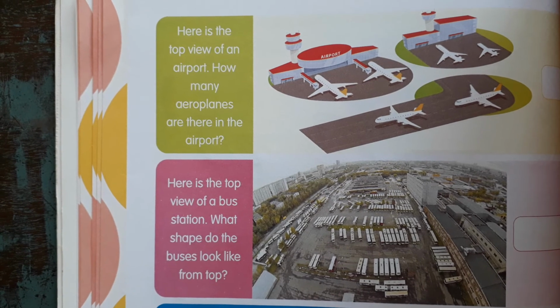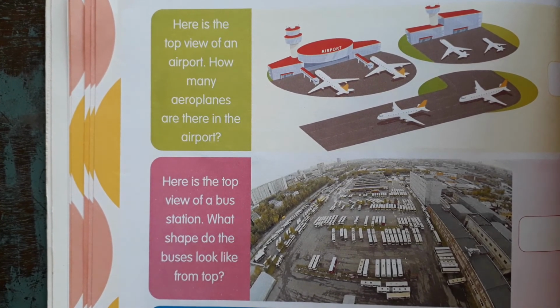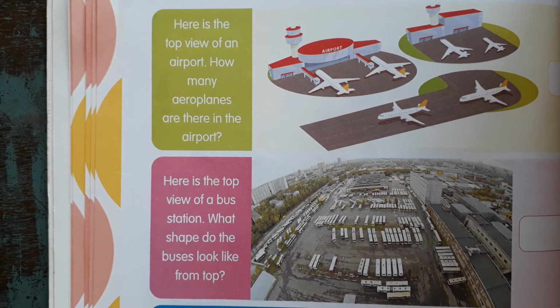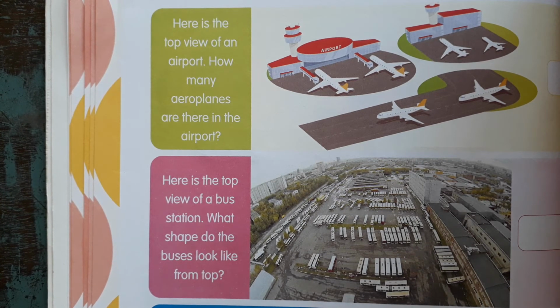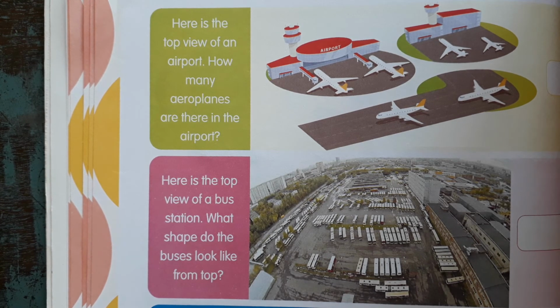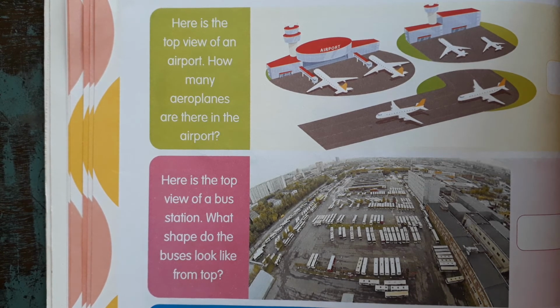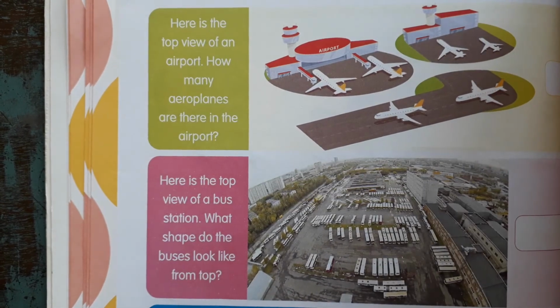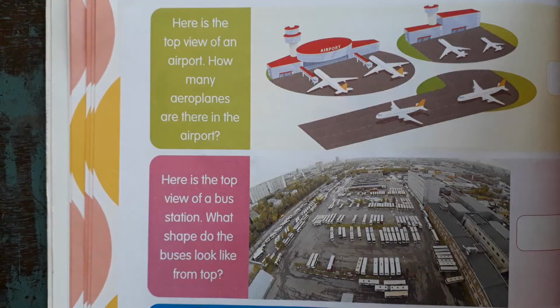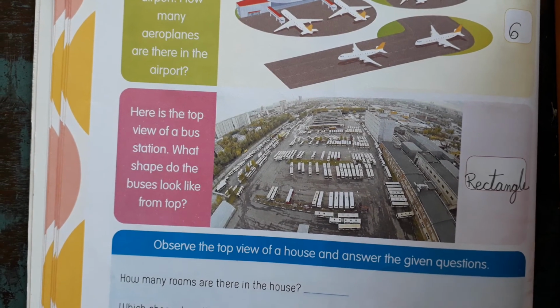Okay. Next one. Here is the top view of a bus station. What shape do the buses look like from the top? If you are seeing from the top, how do they look? They look like rectangles. Okay, write the rectangle in the box. Okay, write like this, children.